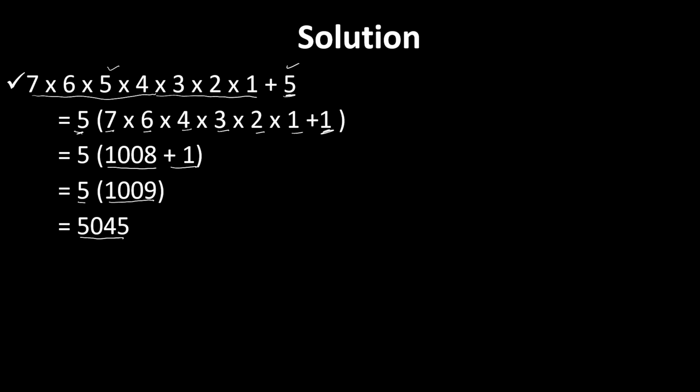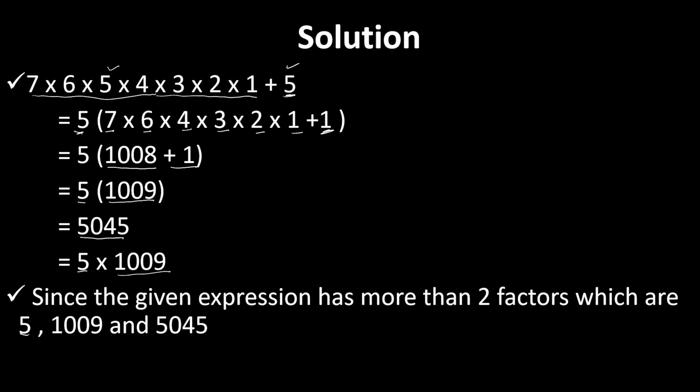Now again here we are going to do prime factorization of 5045. So the prime factors that we will obtain would be 5 into 1009. Now clearly for this number 5045, if we do the prime factorization, we are going to get 5 into 1009. Now since the given number has more than two factors, which are 5, 1009 and 5045, and we know that the number itself will also be a factor of that number, right? So definitely we have over here 3 factors, which is more than 2.